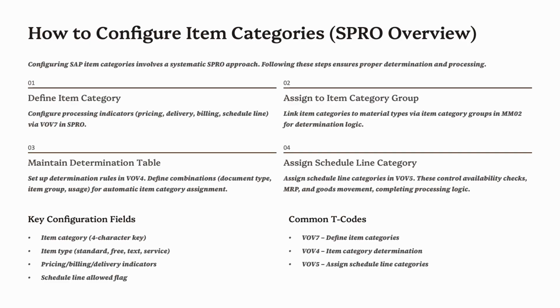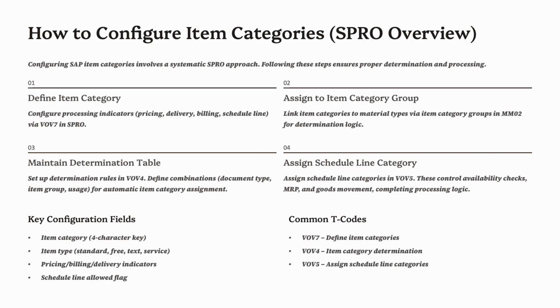4. Configure schedule line category assignment. If the item category allows schedule lines, SAP needs to know which schedule line category to use. Schedule line categories determine ATP checks, requirement transfers to MRP, delivery creation relevance.